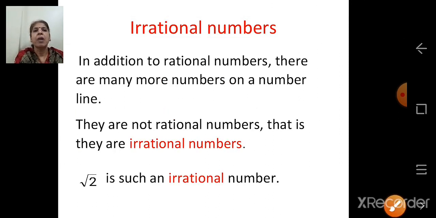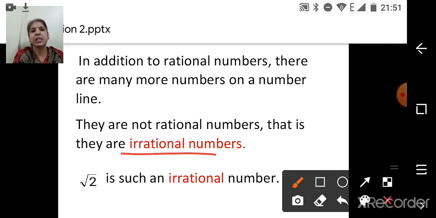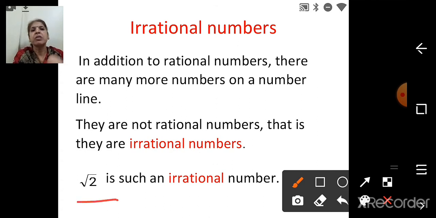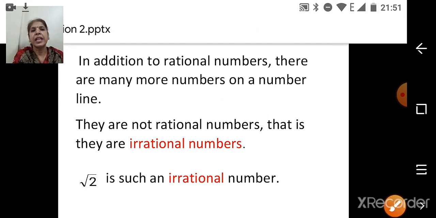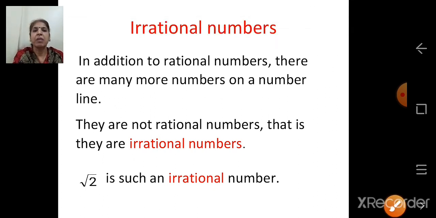Next is about irrational numbers. In addition to rational numbers, there are many more numbers on a number line, and they are not rational numbers. It means they are irrational numbers. For example, root 2 is such an irrational number. Even root 3 is an irrational number. We have also studied about pi, which is a Greek letter. It is an irrational number. But for calculation purposes, we take pi as 22 upon 7 or 3.14.